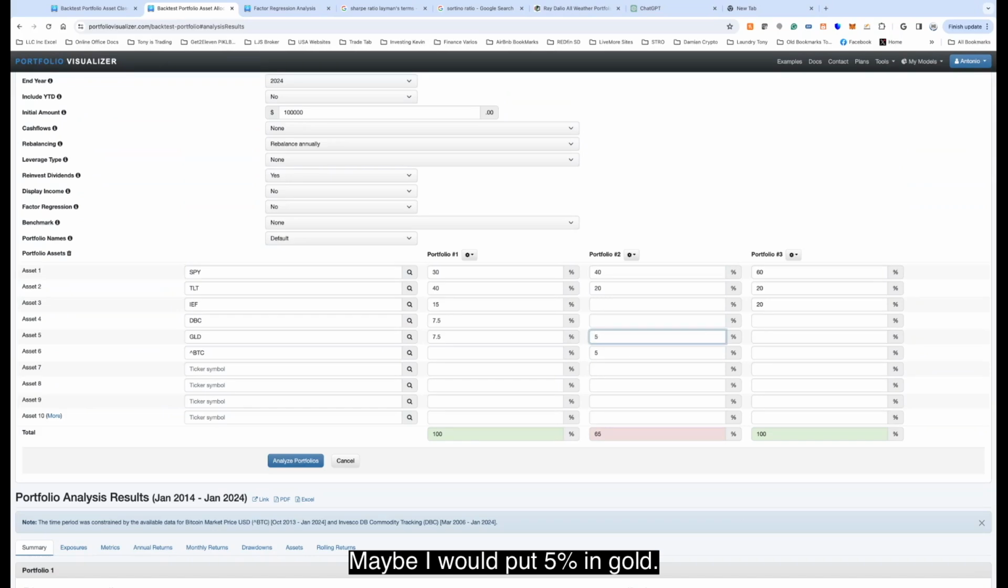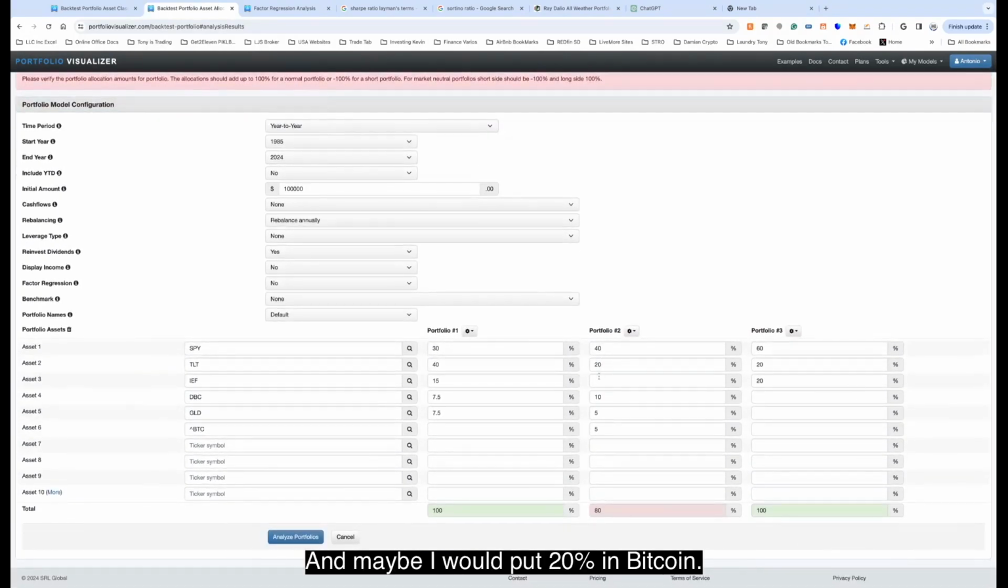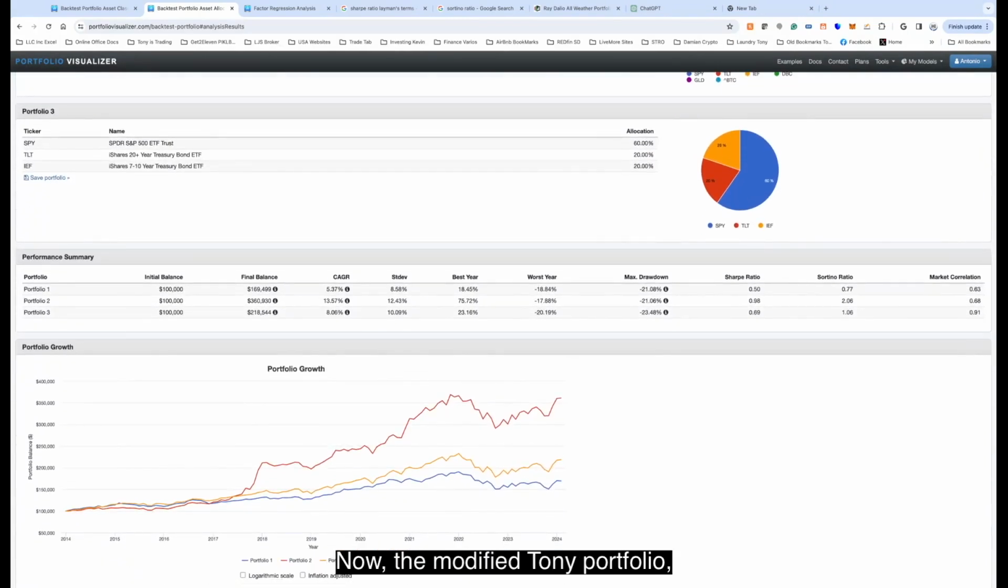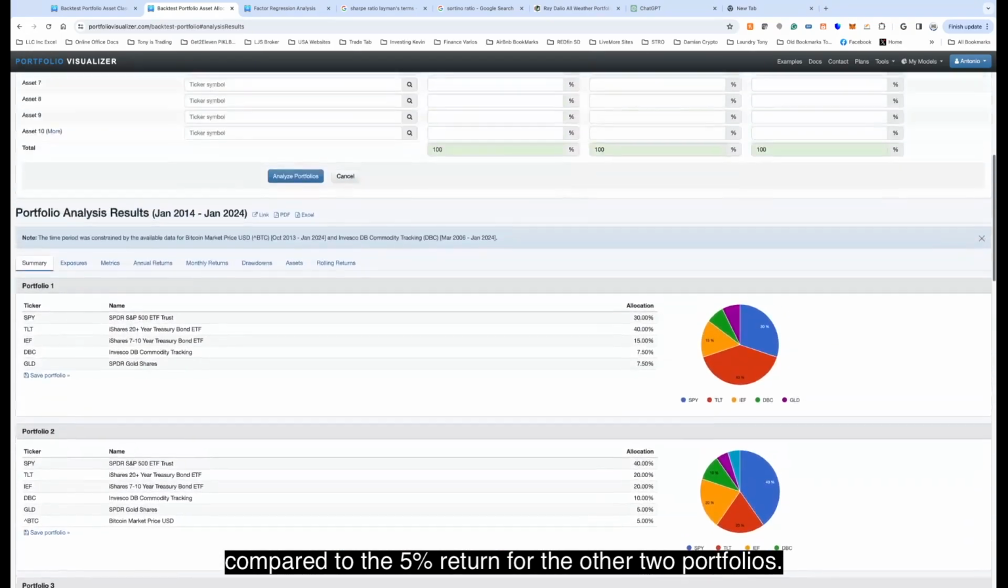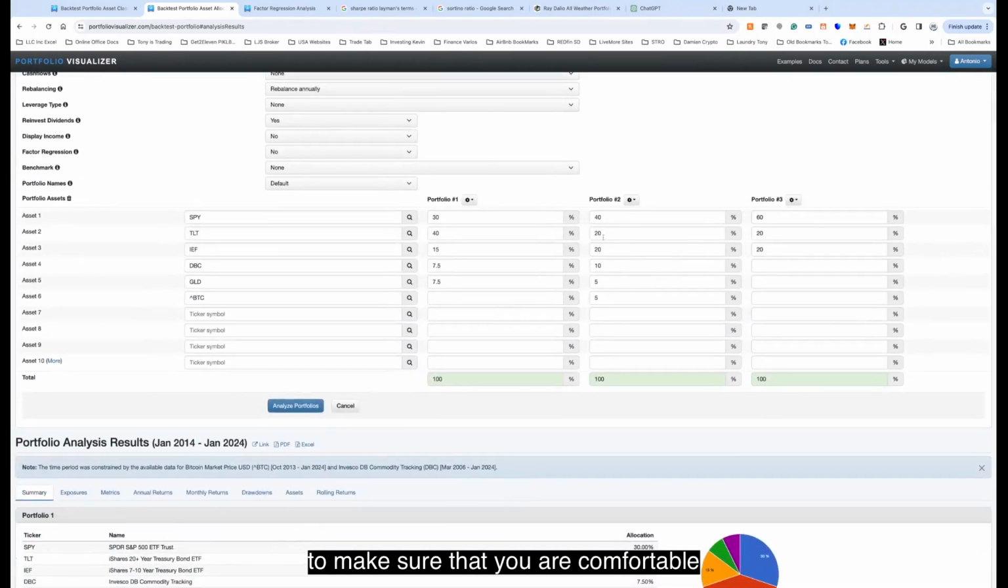Maybe I would put 5% in gold. Maybe I would put 10% in different commodities, and maybe I would put 20% in medium-term bonds and see what happens. Now, the modified Tony portfolio, I made it a little bit more conservative. I reduced a lot of the risk metrics and a lot of the drawdowns, but we still were able to outperform with a 13% return compared to the 5% return for the other two portfolios. And this was just an example of how you can tweak the portfolio visualizer to make sure that you are comfortable with the risk you are taking.